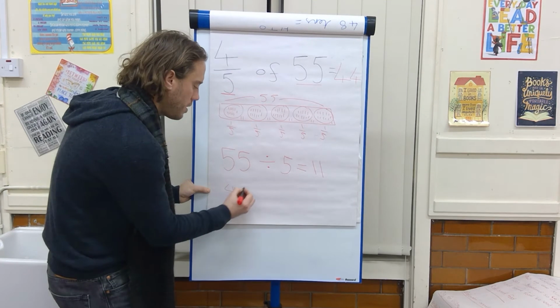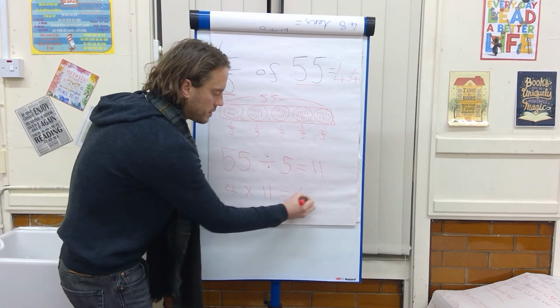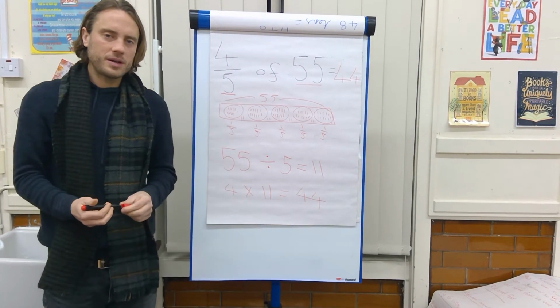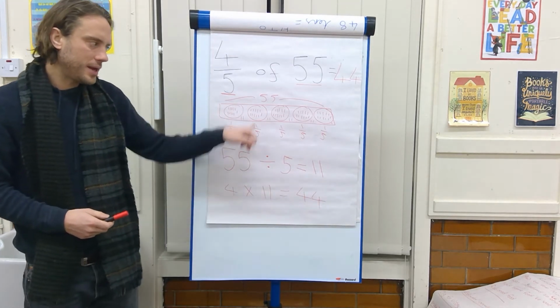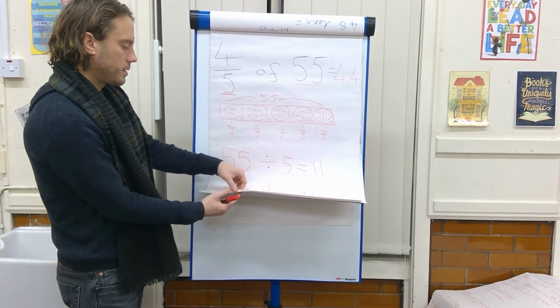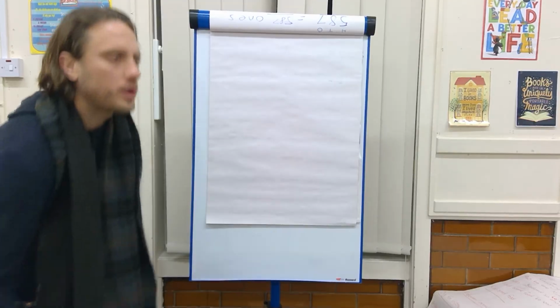And then I want 4 of them. So 4 lots of 11, 4 of these equals 44. Hopefully you can understand that and you can see how much quicker it is to do it this way instead of that way. I'll do one more example and then you should be okay to go and have a go at your work.